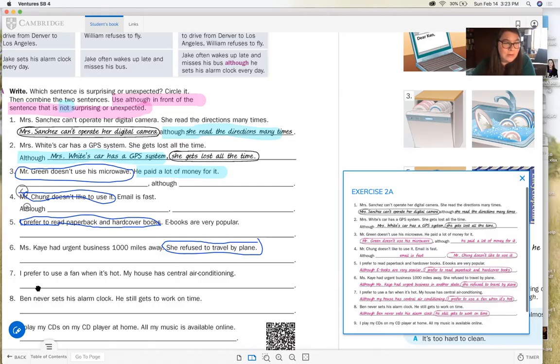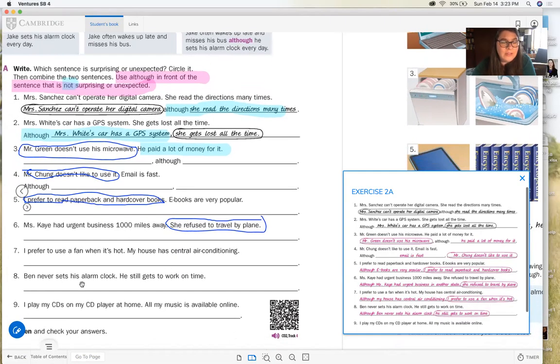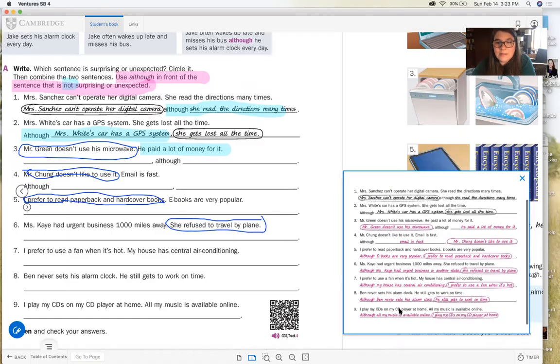Okay, and the last one. Nope, not the last one. Ben never sets his alarm clock. He still gets to work on time. What? Although Ben never sets his alarm clock, he still gets to work on time. That's crazy. How does he get to work on time if he doesn't set his alarm clock? That's surprising. This part should be circled. And number 9. I play my CDs on my CD player at home. All my music is available online.